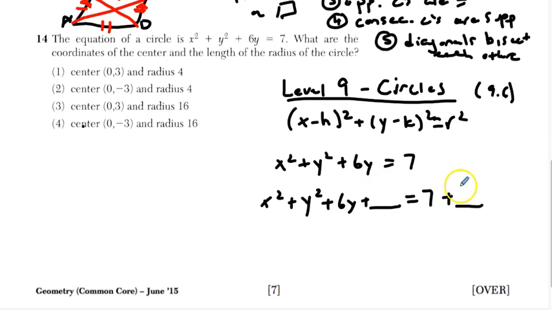And we're going to add it to both sides, because if you add one thing to one side of the equation, you have to add it to the other. So if you remember this, you've got to take your 6 divided by 2 and square it. So 6 divided by 2 is 3. We square that 3 and we get 9. So we're going to add that to both sides.